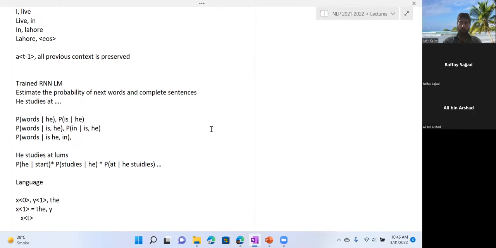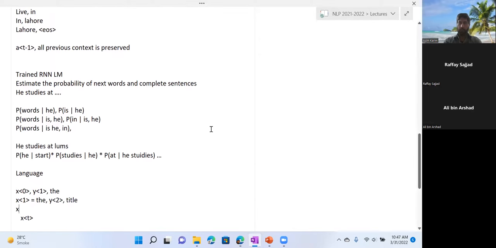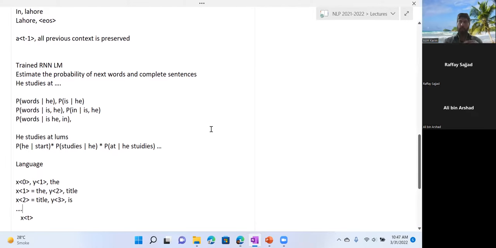And then you will generate Y2. Y2 again would be a distribution, जिसको आप sample करेंगे, और जो भी आपके पास randomly लफ्ज़ आएगा, वो आप generate कर लेंगे. Let's say, assuming कि आपके पास कुछ word आ जाएगा, let's say D के बाद, for example, "the title" आ गया. ठीक है? So of course you continue in this fashion. So X2 जो होगा आपका, वो "title" की representation होगी. आपके पास Y3 की distribution आएगी, उसको sample करेंगे तो let's say "is" आ जाता है and so on. So इस तरह आप एक language model को use कर सकते हैं for generation.